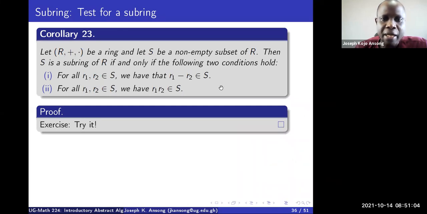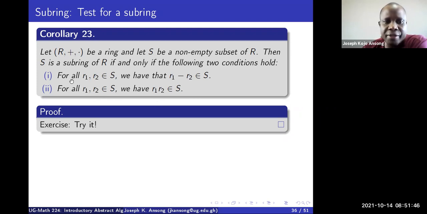Here's another one. This is probably most popular, right? You'll see this mostly in most books and most materials, textbooks and stuff. Okay, let me just read the theorem and then we can explain a bit. If R here is a ring and S here is a non-empty subset of R, then S is a subring of R if and only if the following two conditions hold, right? If R1 and R2 are in S, then, if you like, subtraction is closed, right? R1 minus R2 must be in S, and multiplication is closed as well. If I pick R1 and R2 in S, then the product is also in S.